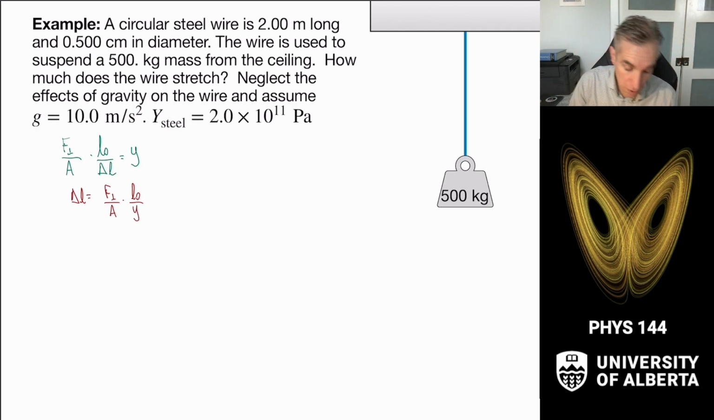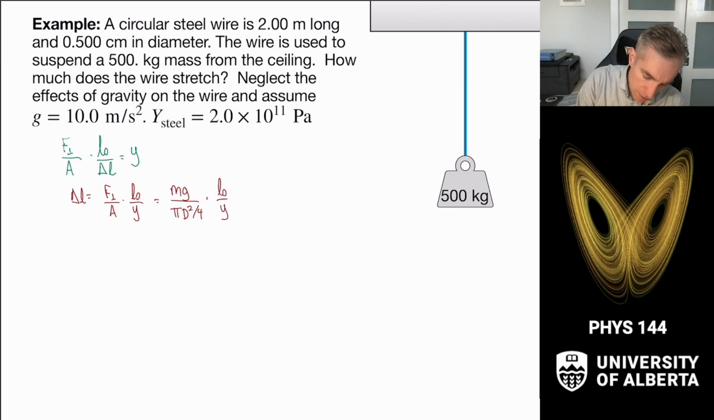And now let's plug in some numbers. So the perpendicular force that's being applied downward is going to be the force at one end, and so that's going to be the mass times g of the weight that's suspended. The area here is going to be pi times the diameter squared over 4. So I give you a diameter, and pi d squared over 4 is the cross-sectional area of a circle. The length is what's given in the problem. And then Y is Young's modulus. And now we just plug in all our numbers.